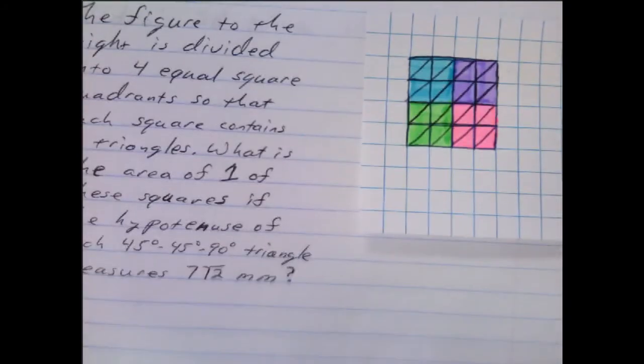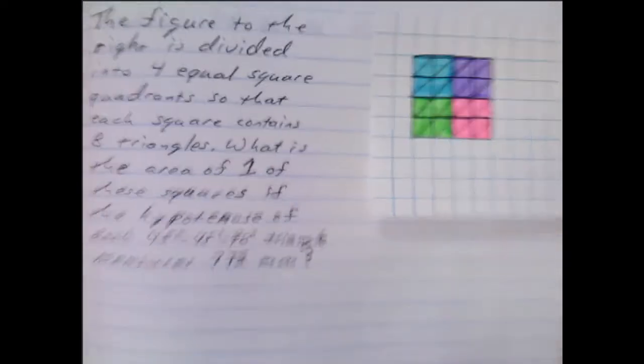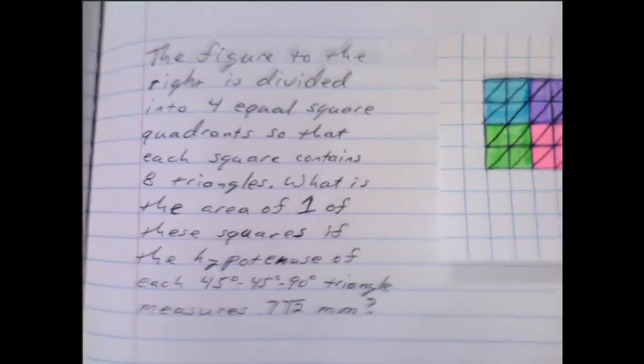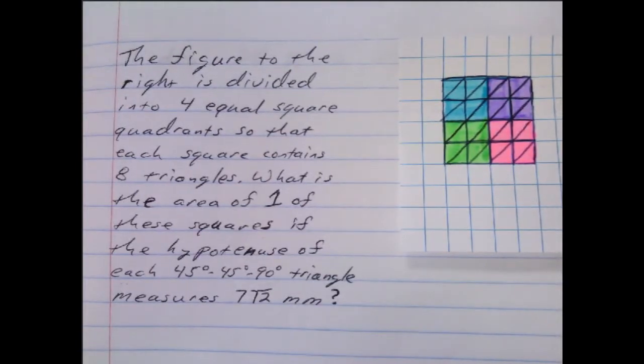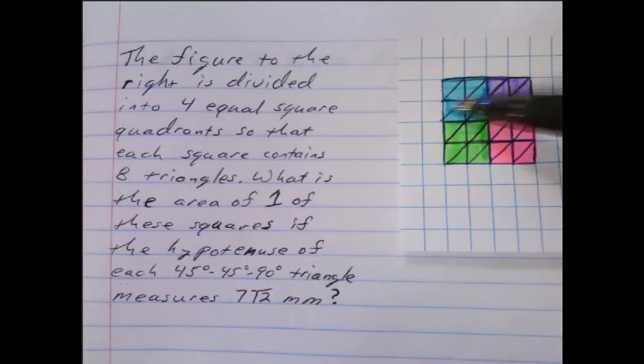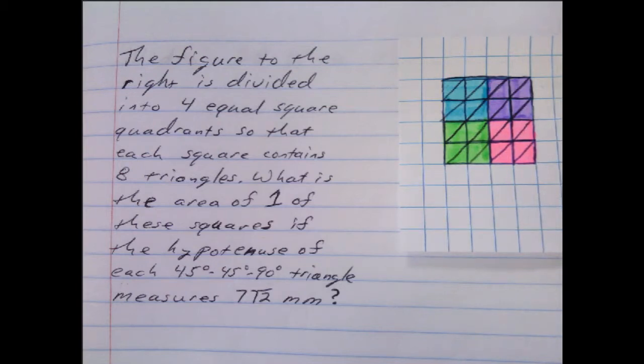More examples. For this one we have a picture. So the figure to the right is divided into 4 equal square quadrants, so that each square contains 8 triangles. So if you notice, there are 8 triangles in each one of those colored blocks. What is the area of one of those squares if the hypotenuse of each triangle is 7 square root of 2?